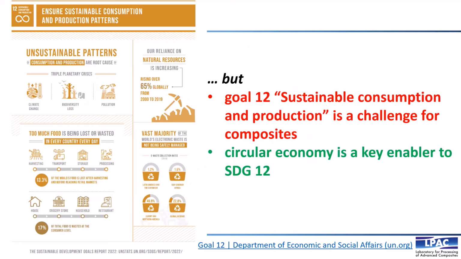The one where composites have a problem is goal 12, which is sustainable consumption and production patterns. So a lot of the things that composites are being used for are not sustainable, okay? And an enabler to this is the circular economy that we're going to dive into in a lot more detail fairly soon, okay?